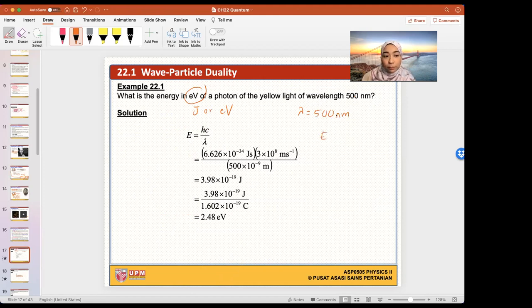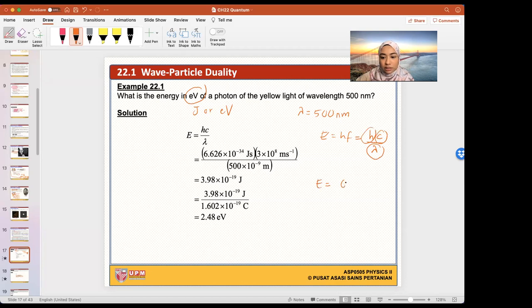So we have learned from Planck's theory, E equals hf, or E equals h, what was it? c over lambda. Did I get it right? Yeah. Okay. So we already know what c is. We already know what h is. We have lambda. So we can actually find what E is. So let's find E first.